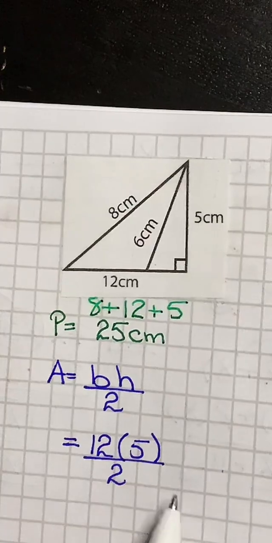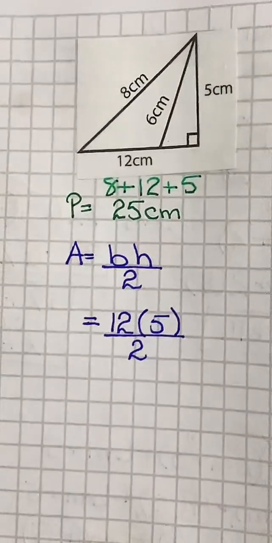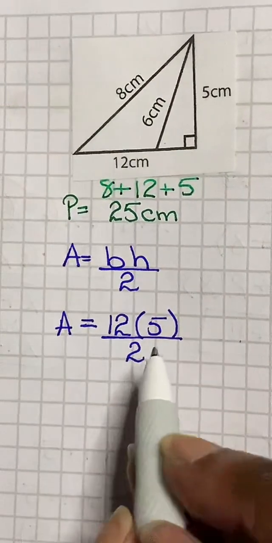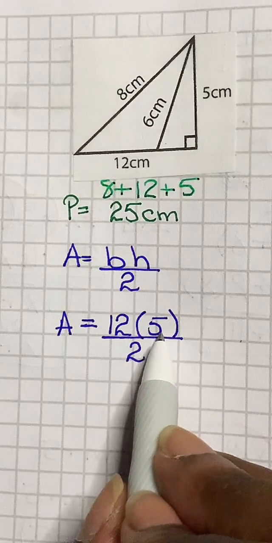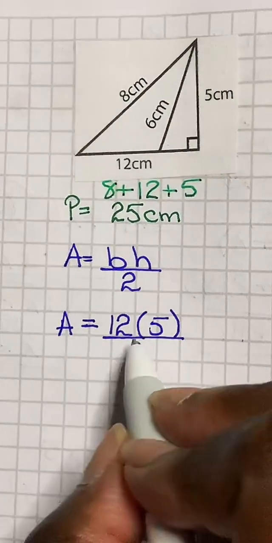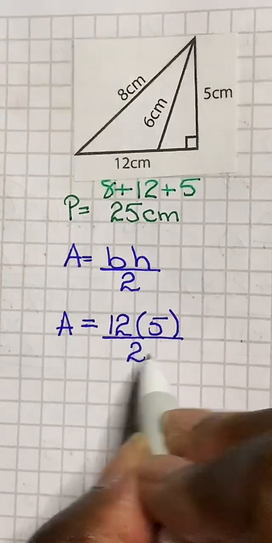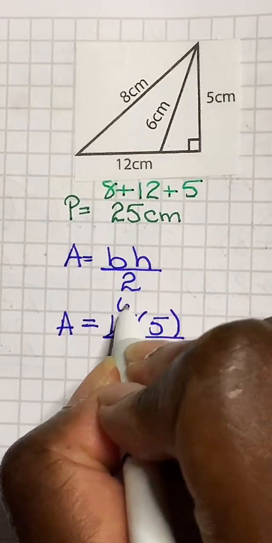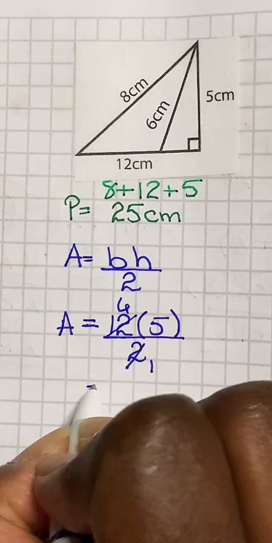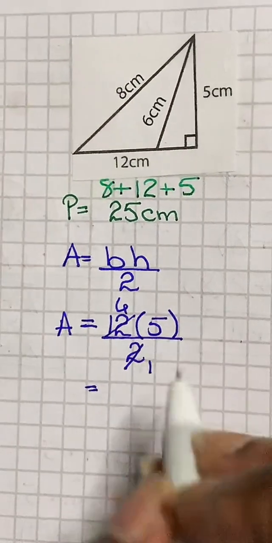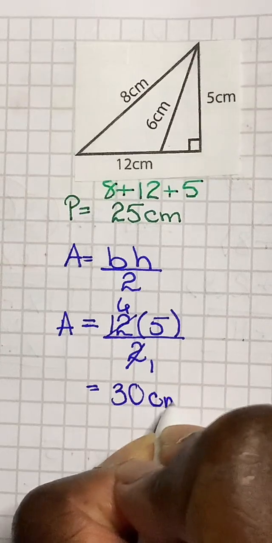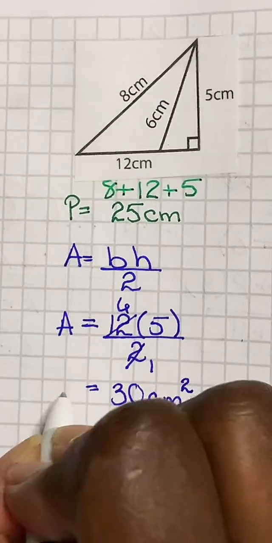All right, so now, raise it up a little bit. So I could multiply the 12 and the 5, get 60, and then divide it by 2 to get 30. Or I can just simplify the 12 and the 2. This will give me a 6, and this will give me a 1. And then my area will be 6 times 5, which gives me 30. And we're looking at my squared centimeters.